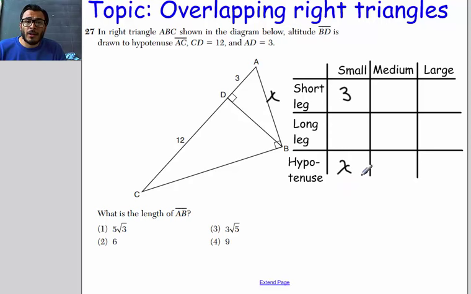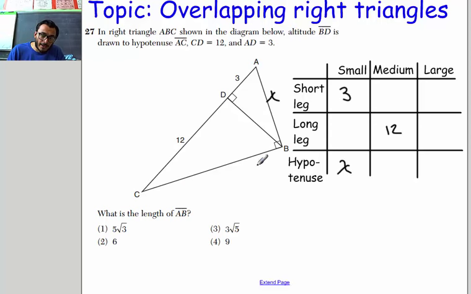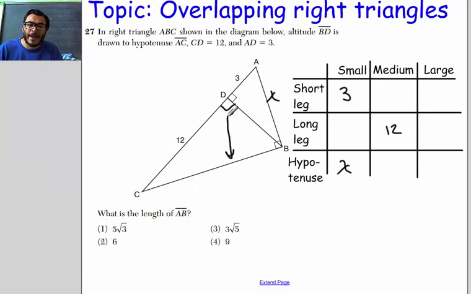All right, now let's look at the medium triangle. For the medium triangle, the short leg is blank, but the long leg is 12. So I'm going to write 12 for the long leg, and the hypotenuse is blank, so I'm going to just leave that blank. And again, I know that this is the hypotenuse because it's opposite from the right angle. So that's the hypotenuse of the medium triangle.